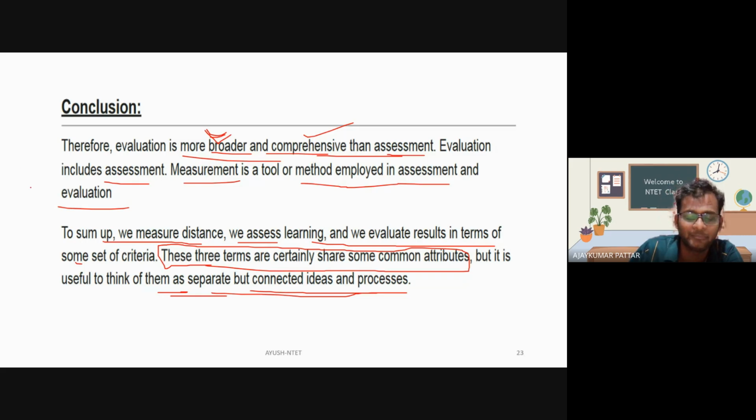They are not the same. That thing I want to highlight. Measurement, assessment, evaluation are interlinked. They share some common attributes, but they are not the same. That is the concept.